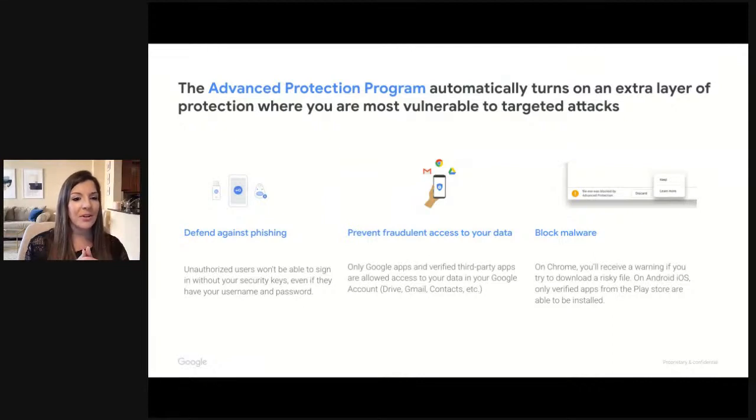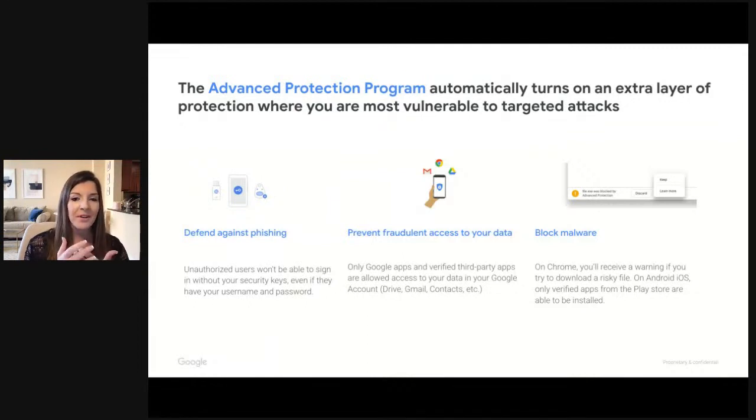The next pillar of the Advanced Protection Program is that it prevents fraudulent access to your data. When you sign up for a new app or service, sometimes you're asked to give data in your Google account, like turning on your location or giving access to your Drive or your contacts. Usually this doesn't pose a risk, but some attackers, and we're seeing it increasingly now, are able to compromise or impersonate a third-party app or service to gain access to that data. So the Advanced Protection Program allows only Google apps and verified third-party apps to have access to your Gmail and your Google Drive files.